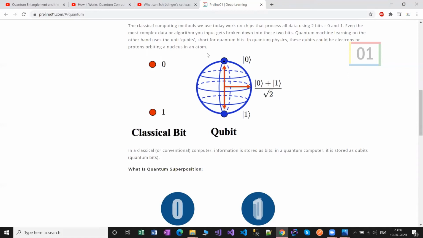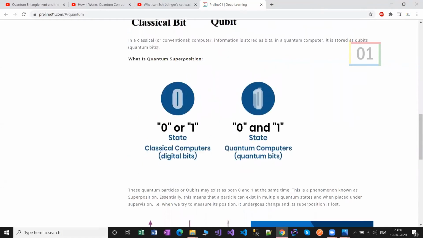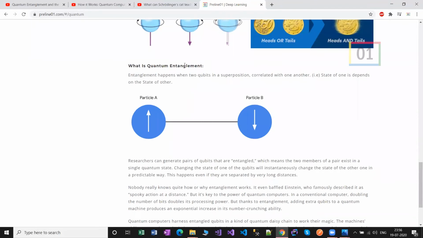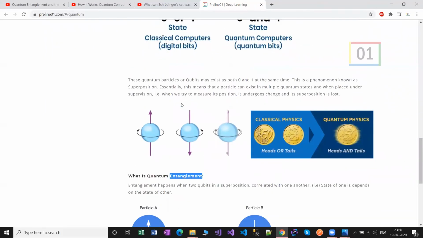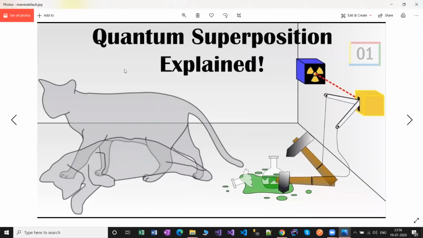Superposition and entanglement are the key principles of quantum. Let's see, what is quantum superposition? These quantum particles or qubits may exist as both 0 and 1 at the same time. This is the phenomenon known as superposition. This is the image. We can see either the cat is alive or dead based on the state of the blast. Let's see the example.